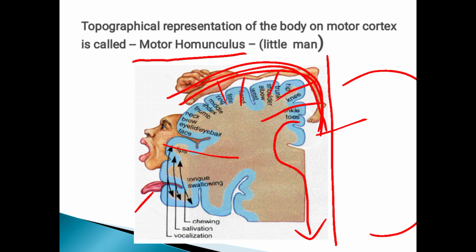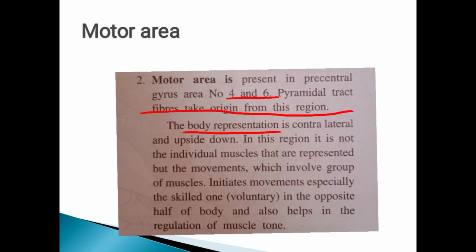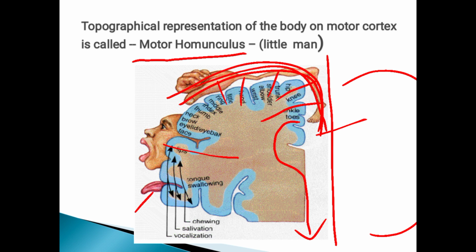Okay, then the extent of different body parts which initiate the movements, like skilled voluntary movements, are present in the opposite half of the body. So the body representation is contralateral and upside down. These are the features of the motor homunculus. So that is about the motor area.